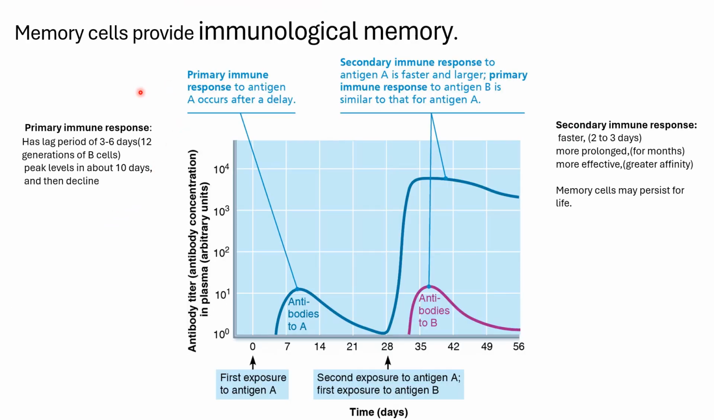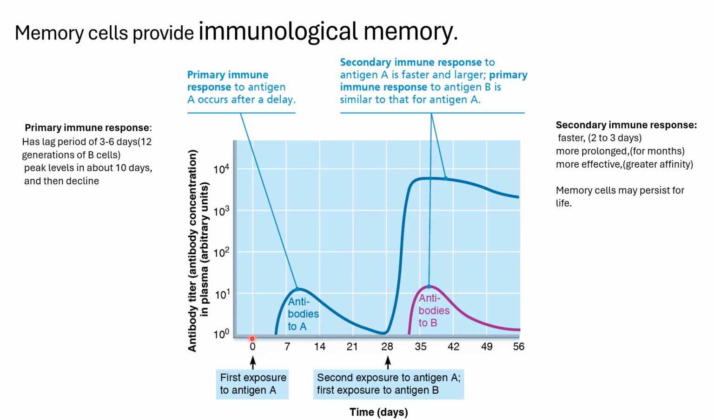Now let's see the primary response. The primary immune response has a lag period of 3 to 6 days. In 3 to 6 days, there are about 12 generations of B cells, and the peak levels they reach in about 10 days. So this is the lag period.